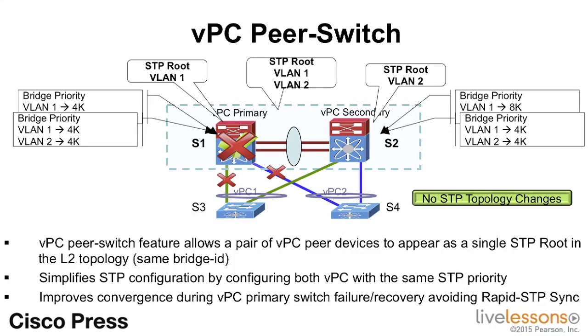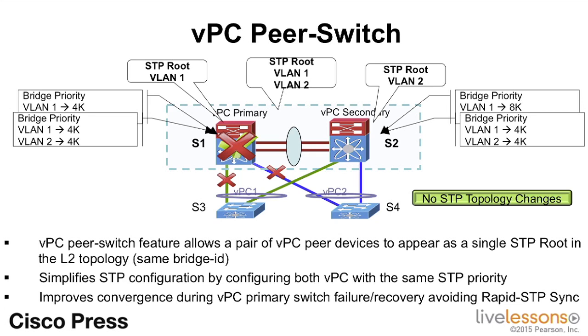The second VPC advanced feature that we'll discuss is VPC Peer Switch. VPC Peer Switch allows a pair of VPC switches or a VPC cluster to appear as a single STP root in the L2 topology. It simplifies the STP configuration by configuring both VPCs with the same STP priority, and it improves convergence during VPC primary switch failure and recovery. That's really its intended use.